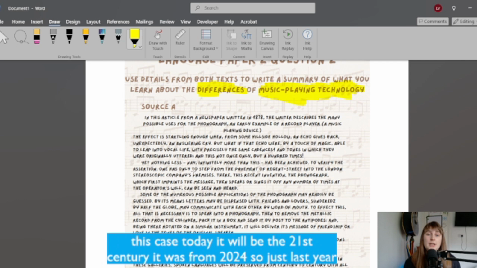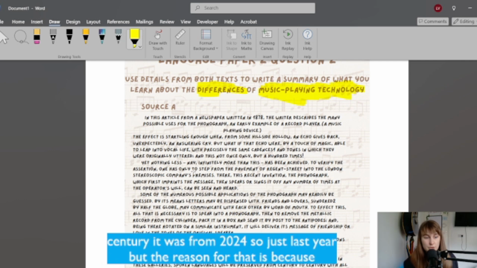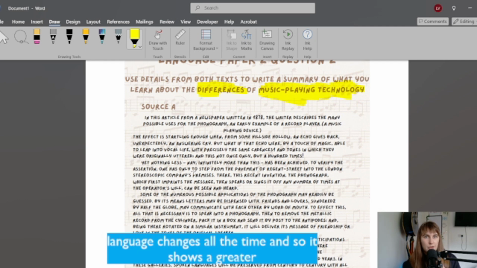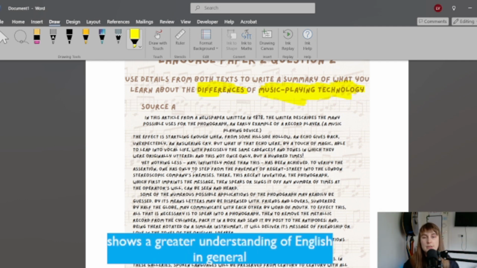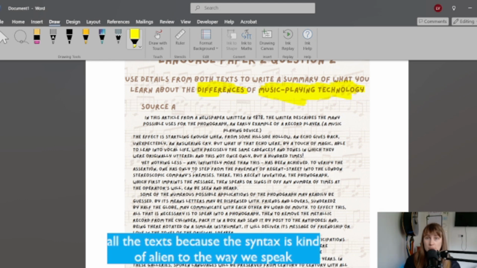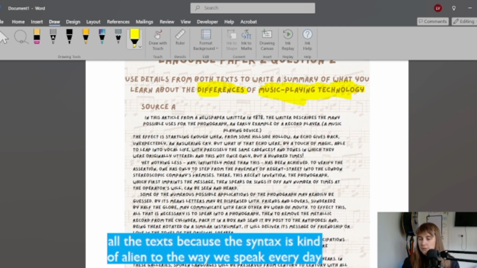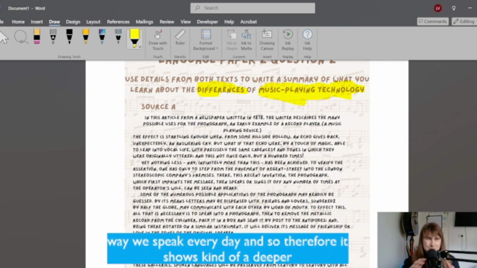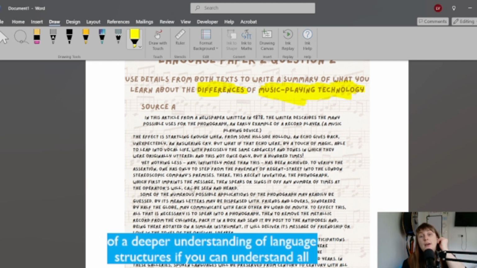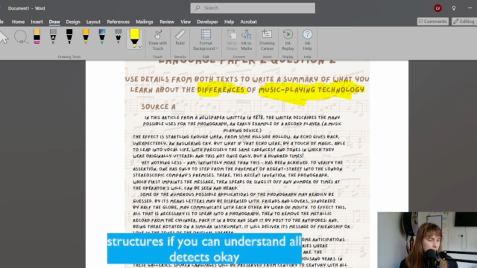But the reason for that is because language changes all the time, and so it shows a greater understanding of English in general if you're able to understand older texts, because the syntax is kind of alien to the way we speak every day, and so therefore it shows a deeper understanding of language structures if you can understand older texts. Okay, so let's have a look at this then.